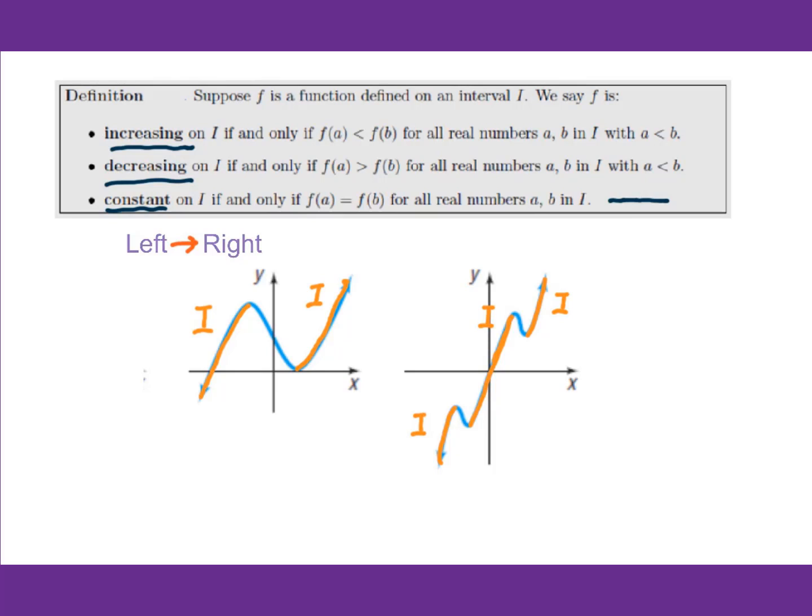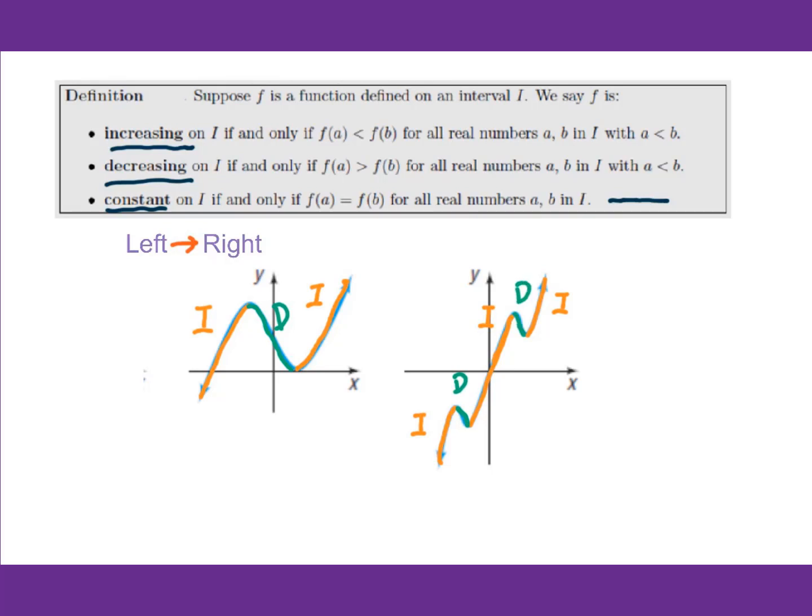Which part of a function is decreasing? From left to right, it's going down. The graph is going down. So this part is a decreasing function. This is decreasing. This is decreasing.